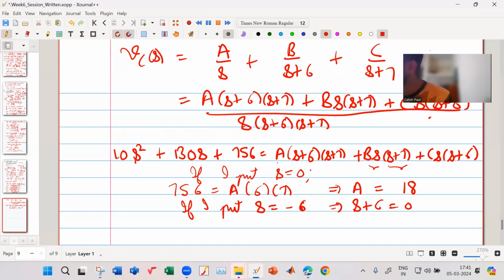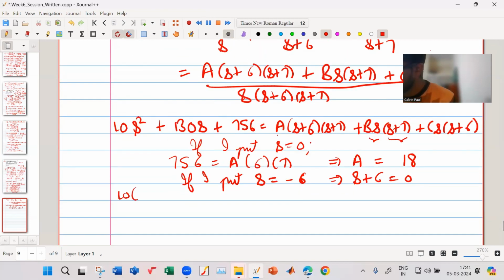So this will become 0. This will also become 0. So I will get 10 into minus 6 square plus 130 into minus 6 plus 756 is equal to B into minus 6 plus 7, which is 1, so it is 1.